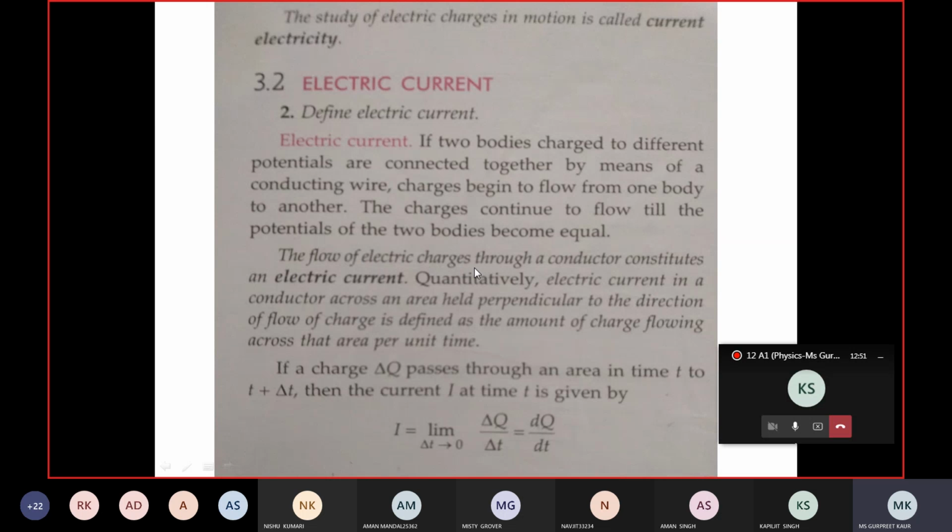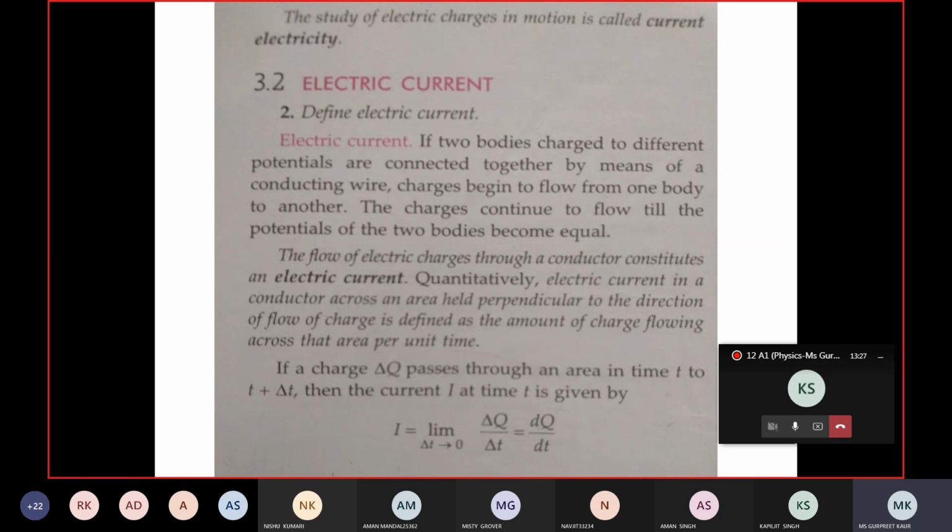Now why will these electric charges flow? Because in a conductor free electrons are there. Free electrons are randomly moving in the conductor, such that net current will be zero. But if you apply potential difference across the ends of the conductor, all the free electrons, or you can say charges, begin to flow in one direction, and hence they will constitute current.